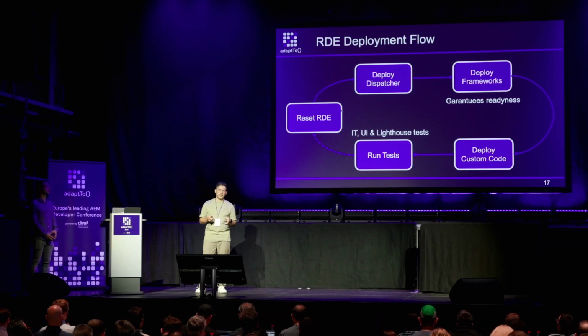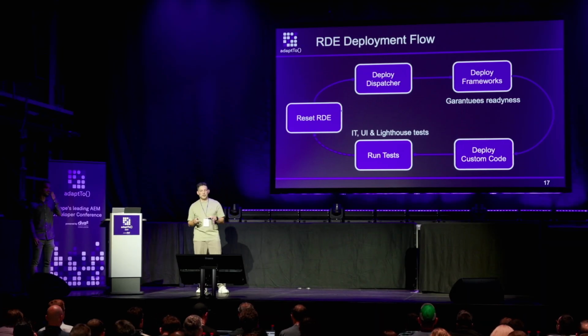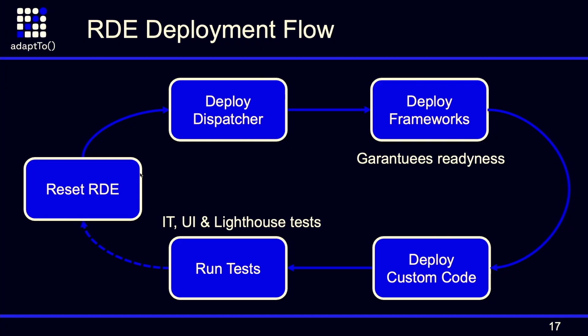So how does it look like? If you open a merge request, the first thing is to check if the reset is needed. After the reset, we deploy our dispatcher configuration. After the dispatcher configuration, we do the all package with the frameworks. And if that succeeds, we know the RDE is ready to receive the custom code.